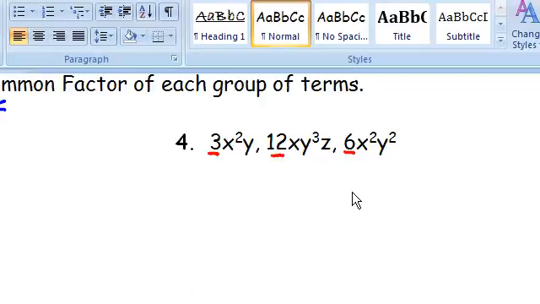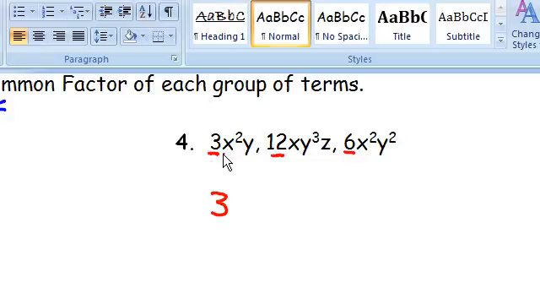Okay, what is the greatest factor that can go into all 3 of these numbers? Well, it looks like it's 3. 3 can go into 3 a maximum of 1 time. 3 can also go into 12. 3 can also go into 6. So it looks like 3 is going to be a common factor, the greatest common factor.